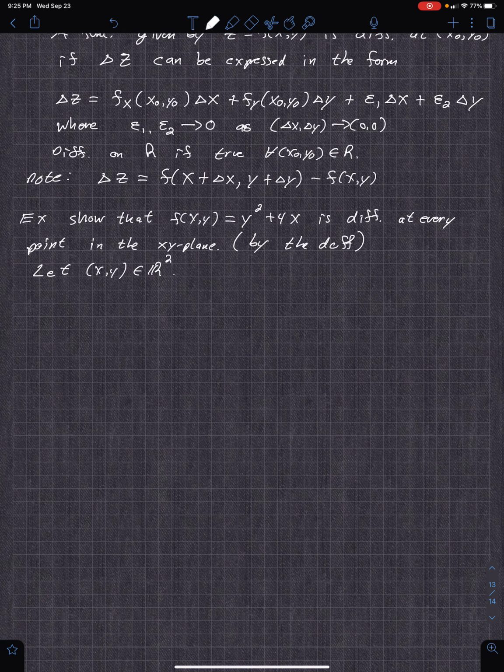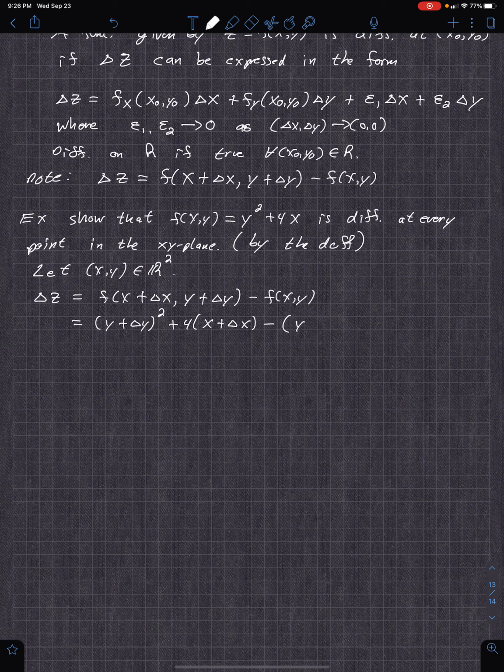All right, so you start off with delta z. So delta z is, I'll write this out, f of x plus delta x, y plus delta y, minus f of x, y. And then that's what we substitute in. This could get really messy fast if it's not a simple expression, but you basically get y plus delta y squared plus 4 times x plus delta x, and then minus the function, which is y squared plus 4x.